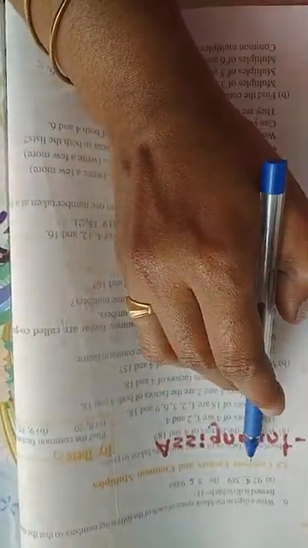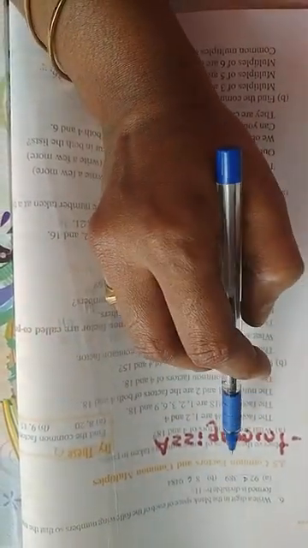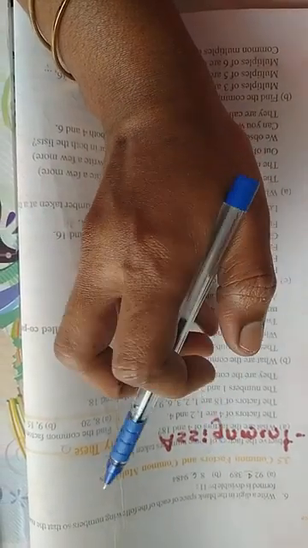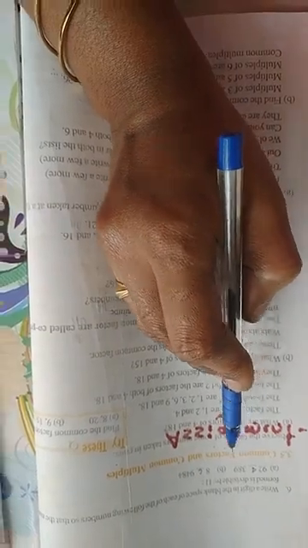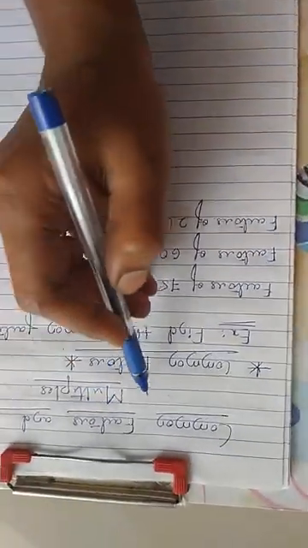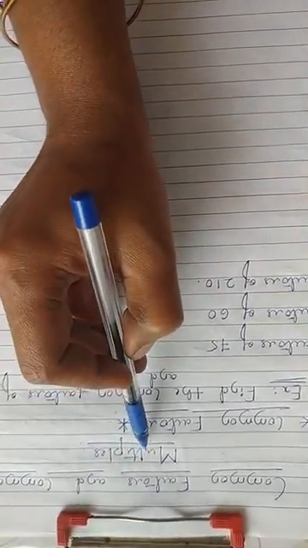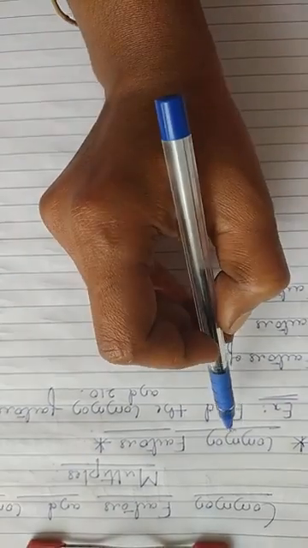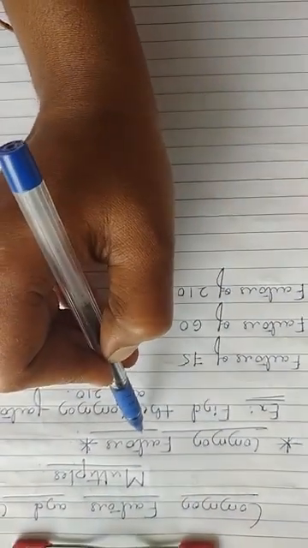Hi children, today I am going to explain common factors and common multipliers. You have already learned factors and multipliers. Factors are like divisors, and multipliers are like tables. Today we will learn common factors and common multipliers. First, I will explain common factors.